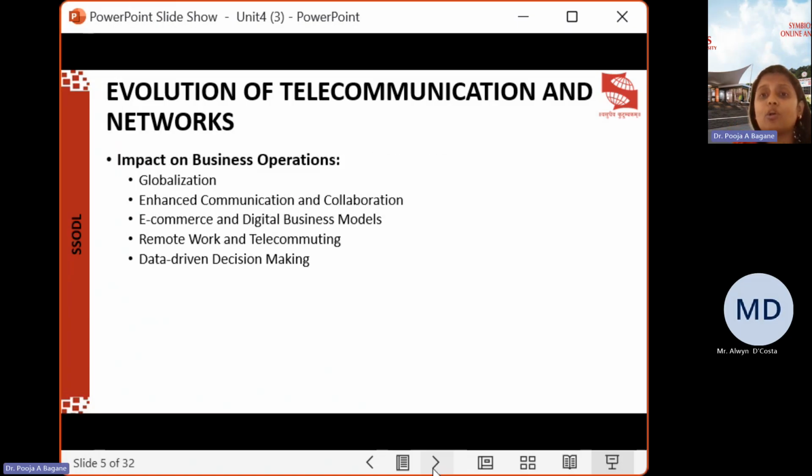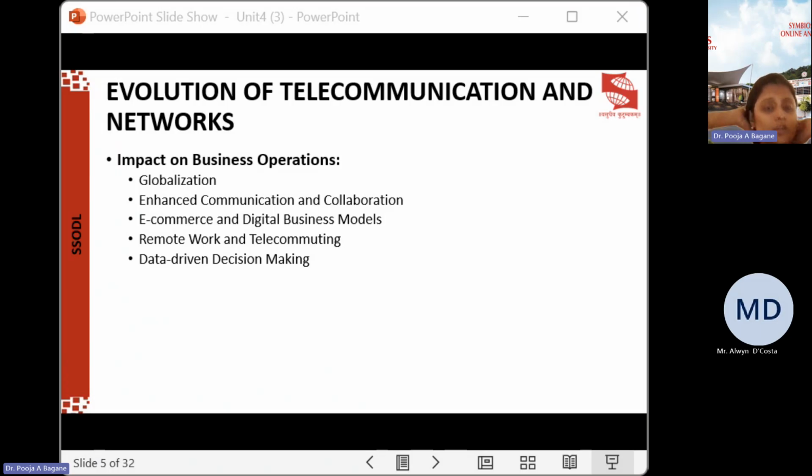Next is the impact on business operation. So lots of the impacts, this particular telecommunication impacted lots of things. The first one is globalization, then there is enhanced communication and collaboration, then e-commerce and digital business model, then remote work and telecommuting, and then data-driven decision making.